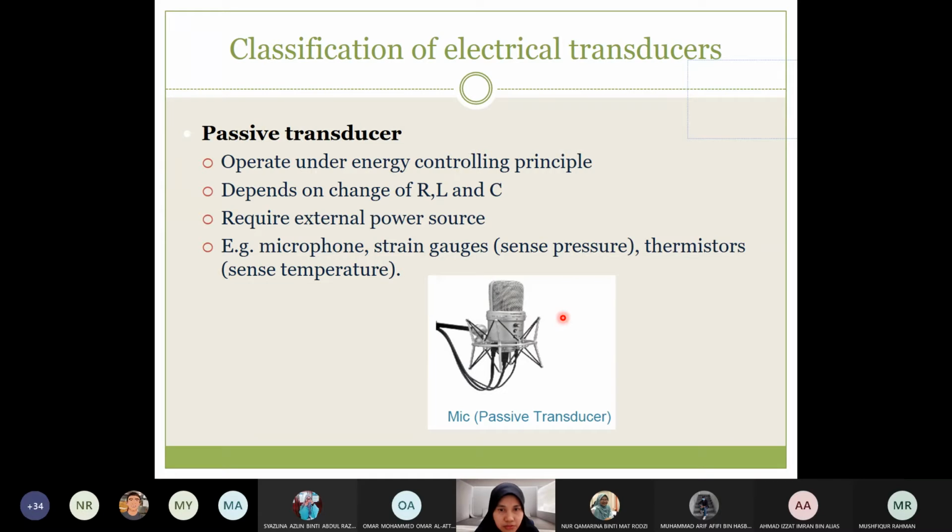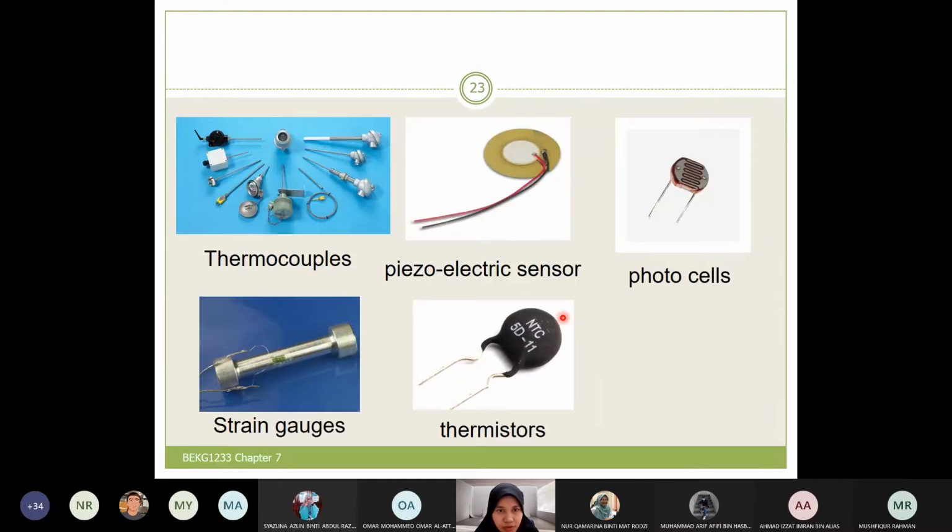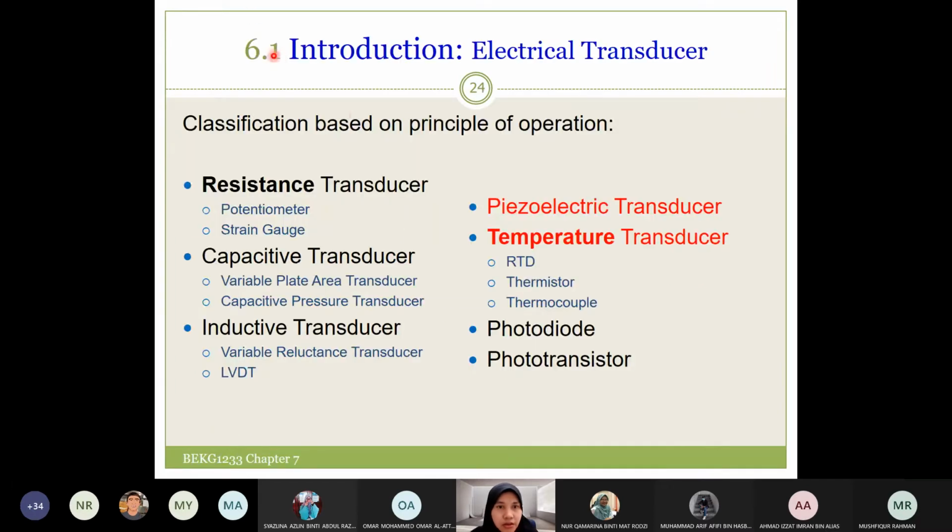Okay, strain gauge senses pressure, thermistor senses temperature. So these are the examples. This is thermocouple, piezoelectric sensor. This is photocell. Photocell senses light. Okay. Strain gauge senses pressure. This is thermistor, senses temperature.